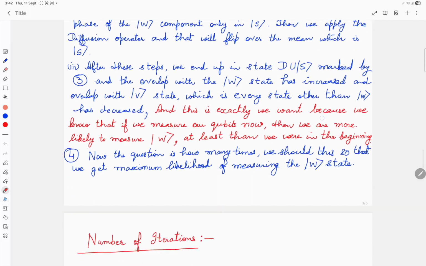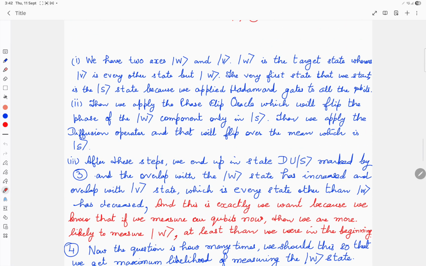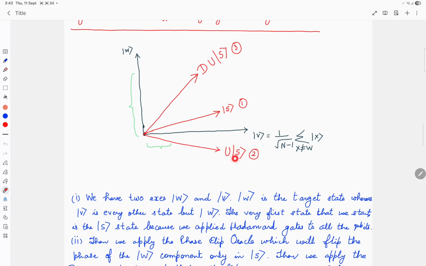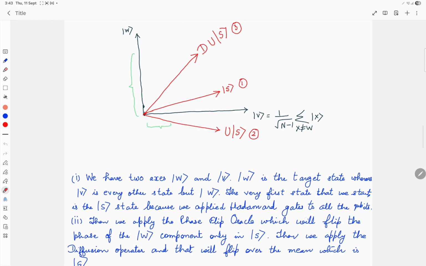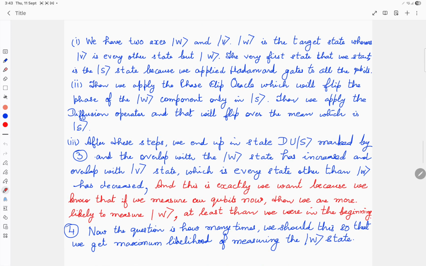All right. So what happens is, after we apply the phase oracle, which will flip the phase of the W component only in S, we then apply the diffusion operator, and that will flip over the mean, which is ket S. So basically, when we apply the diffusion operator here, it will perform inversion about the mean. It will take ket S as the mean and invert over this mean. So it will reach this state, which I have shown as 3.